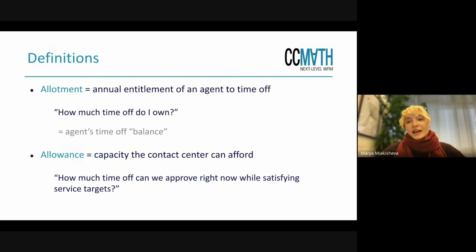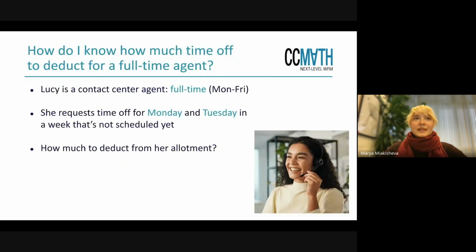And allowance, on the other hand, is a more business side term. It's about the capacity that the contact center can afford, or any business really. So this is about how much time off can we approve right now while satisfying our service targets. And we'll talk about both of these today.